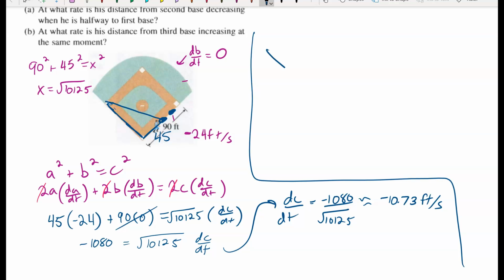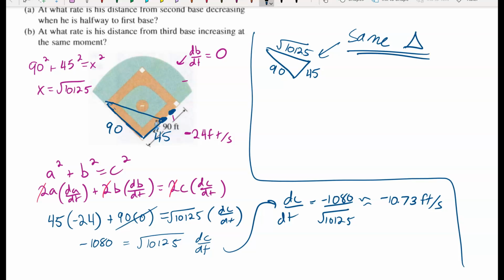Now I'm just going to draw this right triangle. I'm going to try to save myself some work. This side's 45. All the sides are 90 for the square, so that's 90. If I do the Pythagorean theorem one more time, I notice that's radical 10125. Holy smokes, this is the same triangle. So I'm not going to do any work that I don't have to. I know if the rate of change of this side is 24, the rate of change of this side should be about 10.73 feet per second. The only difference now is that this hypotenuse is increasing and that 45 is increasing.